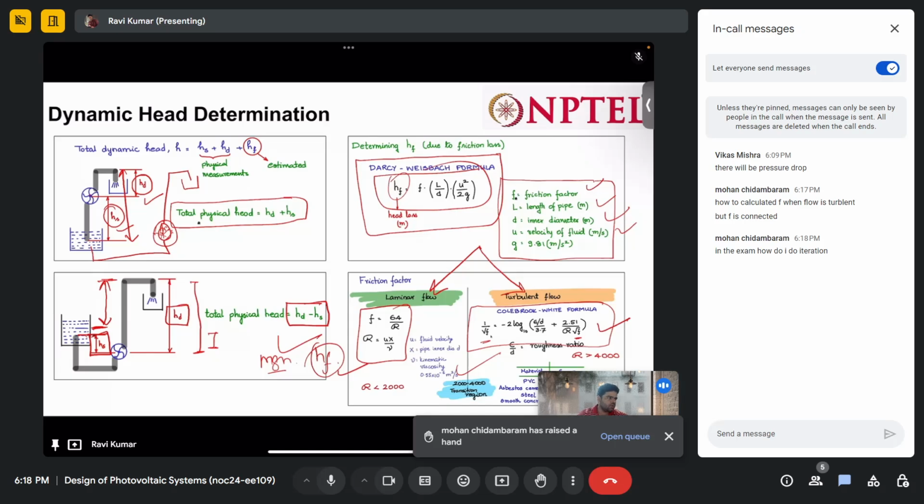In the exam, how do I do iterations? It is a simple formula. I'll give you the link as well. By taking the calculator, you can do the iteration. It is like taking the differentiation, and then one differentiation value you put into the next differentiation. It's like that.